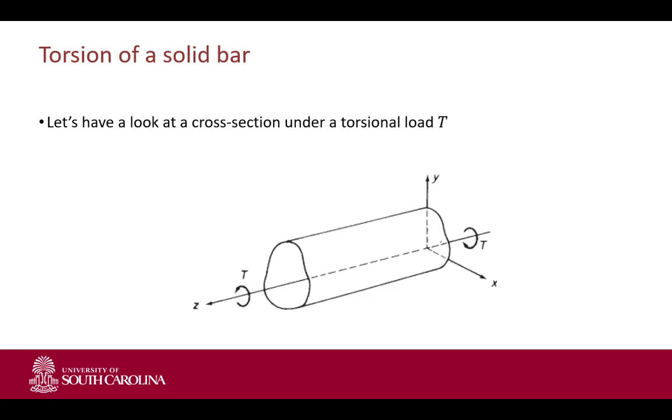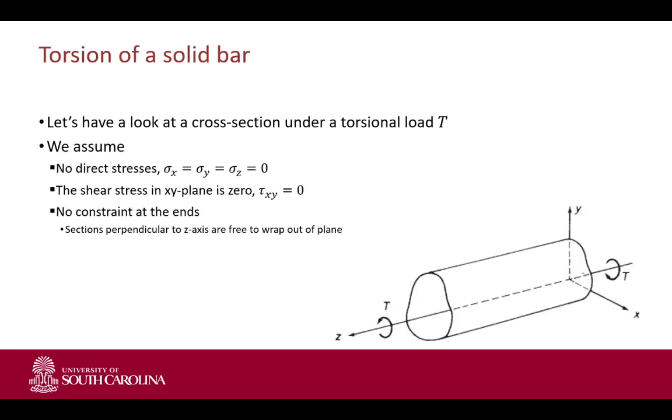And with that assumption comes along that we have no direct stresses. So we have no sigma x, sigma y, and sigma z. And the shear stress in the xy plane is also equal to 0. So tau xy is equal to 0. And in addition, we have no constraints at the end of the rod. So the rod can basically move freely, and warp is just a word for displacement out of plane. So often when we discuss warping, we're talking about displacement out of plane, and when we just mention displacement, it is often just displacements in the plane.